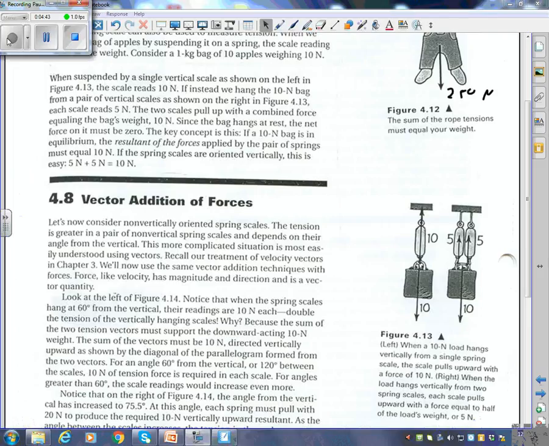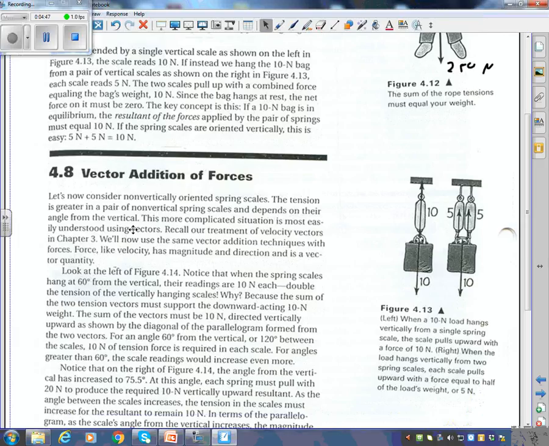So moving on. Let's now consider non-vertically oriented spring scales. The tension is greater in a pair of non-vertical spring scales and depends on their angle from vertical. This more complicated situation is most easily understood using vectors. So, hooray for vectors again, right? Yay! More vector addition and subtraction. Woo!